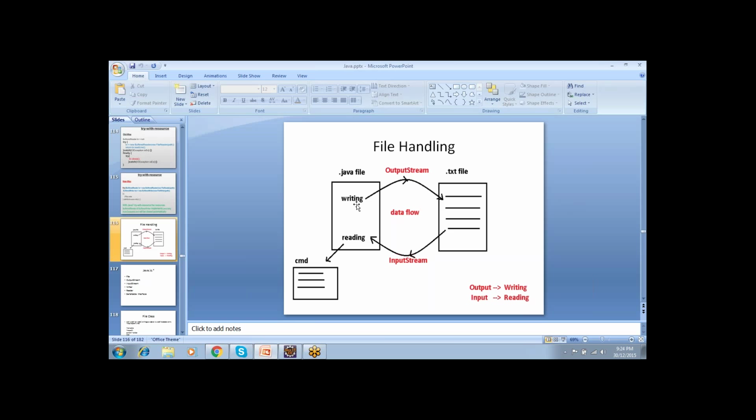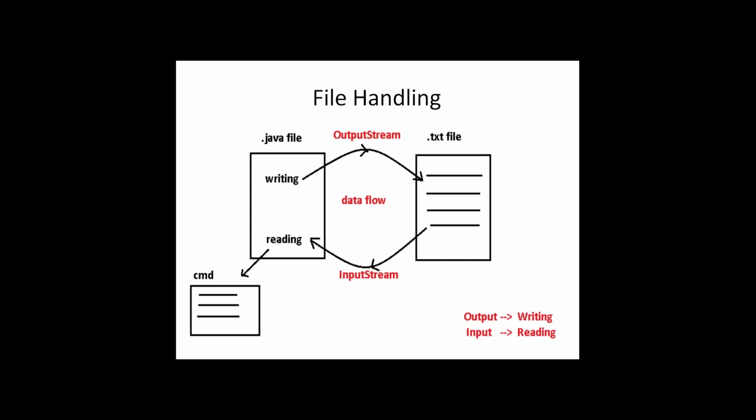So there is a medium between the Java program and the text file that is known as a stream. Stream is a medium between the text file and the Java program. At the time of writing, an output stream is used, and at the time of reading, an input stream is used. So output means writing the content, and input means reading. Classes that have the word output in their name deal with file writing, and input means file reading.